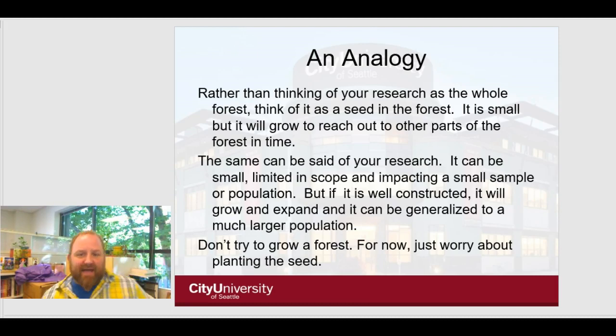So here's an analogy that has been helpful for some students. Rather than think of your research as the whole forest, think of it as a seed in the forest. It's small, but it will grow and reach out to other parts of the forest in time. Same with your research. It can be small, limited in scope, impacting a small sample or population, but if it's well constructed, it will grow and expand to be generalized or transferred to a much larger population. Don't try to grow a forest. For now, just worry about planting the seed. And that is the truth of the matter.